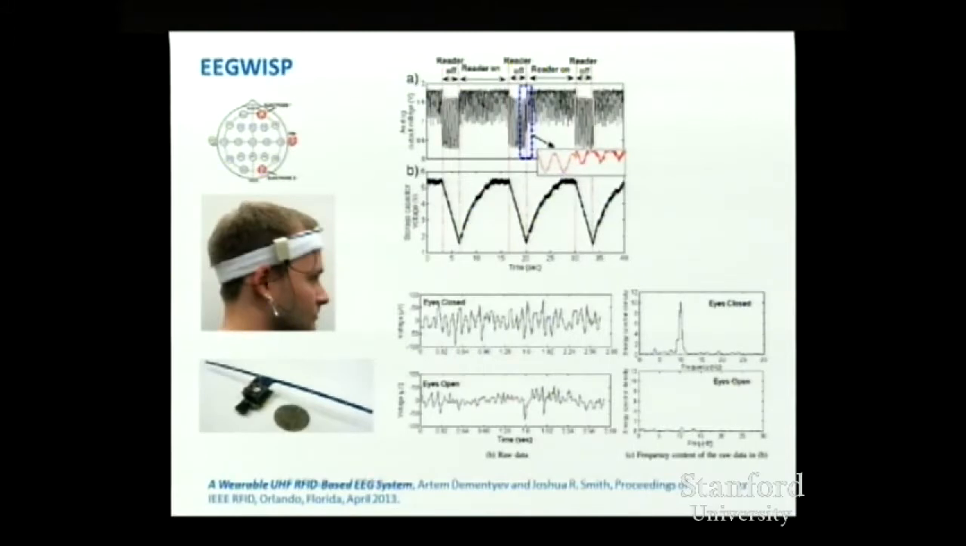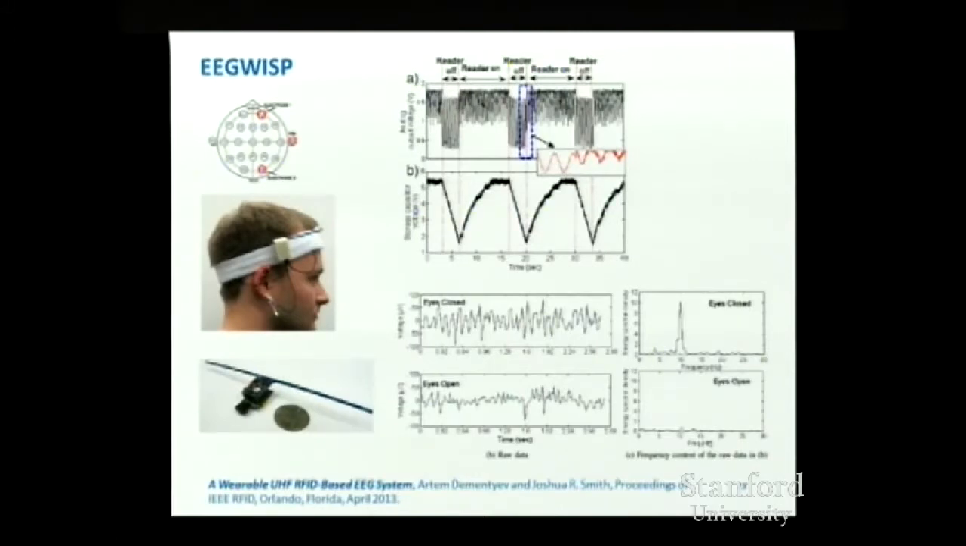Here's another, this is a more recent application. So this is measuring EEG using the WISP. So Artem here created an EEG circuit that he interfaced to the WISP. So again, this is wirelessly powered and read, and there are now input devices, gaming systems that use EEG. None of them are wirelessly powered at the moment.